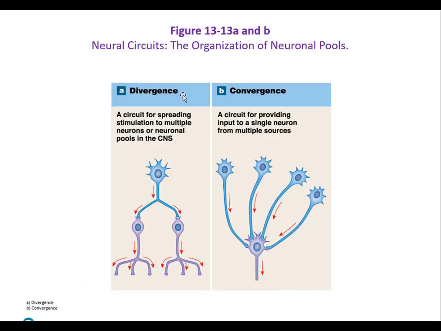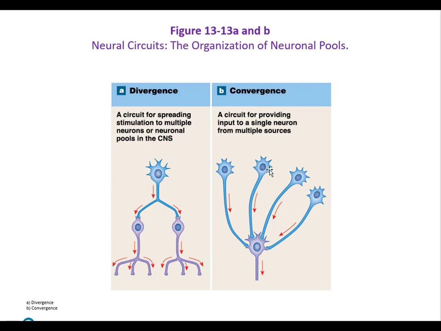The first one is divergence. This is where we have a neuron that's sending some kind of a signal, and it splits, and at that point it's like a diverge. When we come to a split in the road, we diverge, we go our different ways. So at this point the neural signal comes down. It's going to send one signal down this neural pathway, one signal down this neural pathway. So this is an example of divergence.